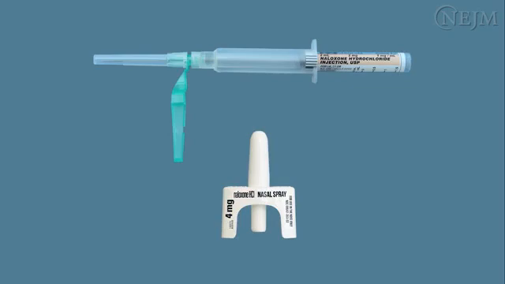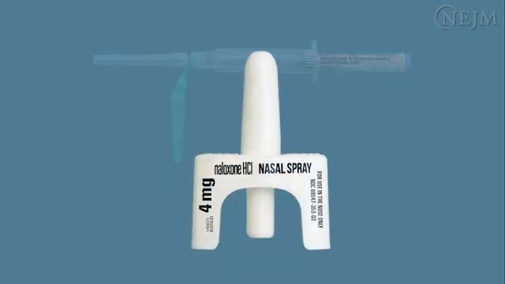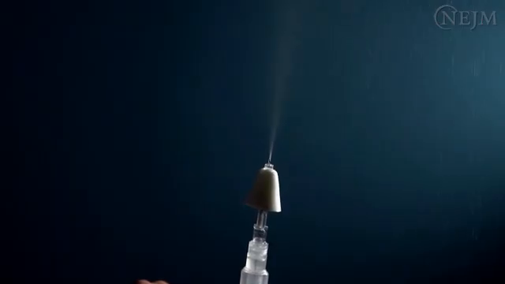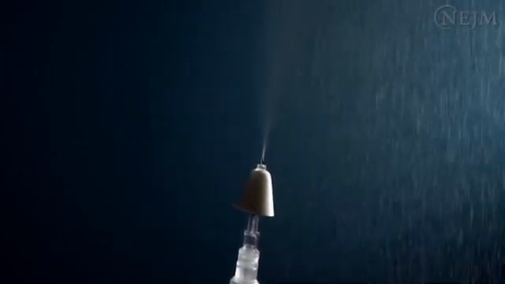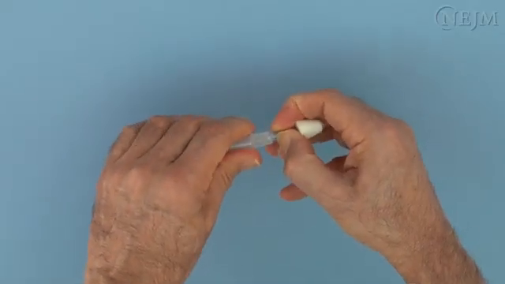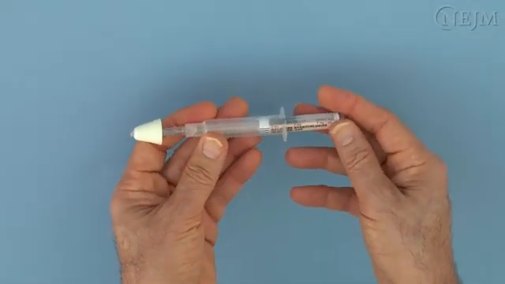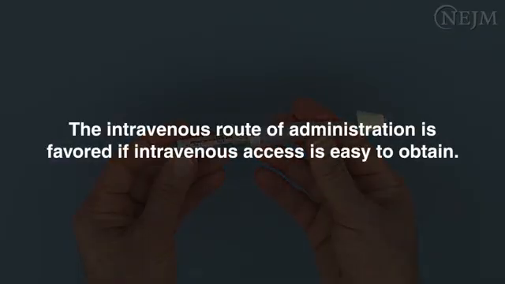Naloxone is available in 2 different formulations for clinical use: an injectable formulation intended for intravenous, intramuscular, or subcutaneous administration, and a concentrated formulation intended for intranasal administration. Intranasal administration of the injectable formulation of naloxone has been reported, but this approach has not been approved by the Food and Drug Administration, is less effective than injection of this formulation, and requires time-consuming assembly of an atomization device. The intravenous route of administration is favored if intravenous access is easy to obtain.